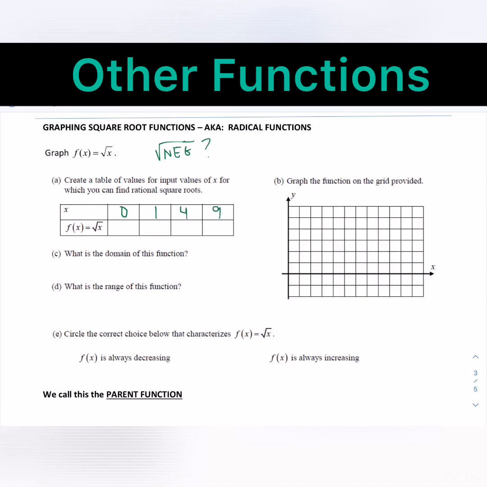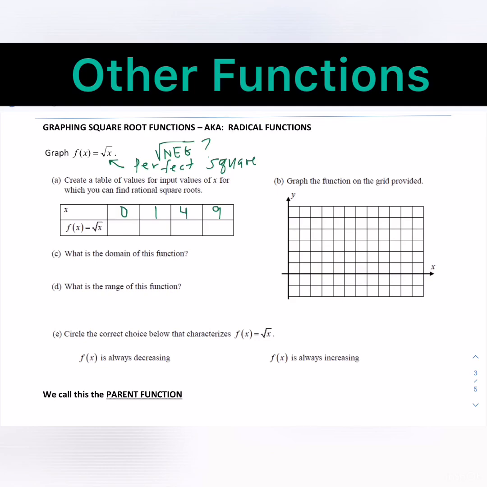And then I'm going to jump to 9. I'm going to try to keep what's under the radical a perfect square. If I can keep that a perfect square, then my life is much easier. Now, I'm not saying you can't put 2 under there. Of course you can, but we're trying to get some nice points to graph.